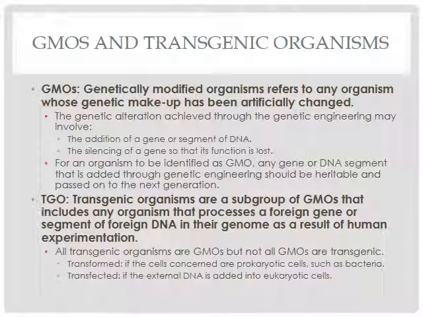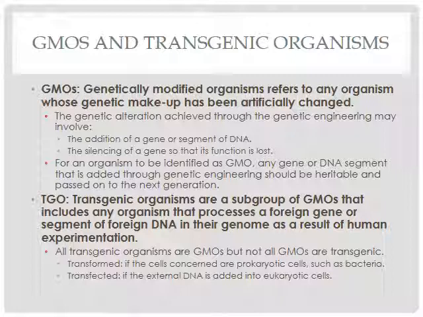GMOs is a pretty common thing you might have heard of, which is genetically modified organisms. And then we have another word we talk about, which are transgenic organisms. And they're a little bit different in a way. They're sort of the same but different. So a genetically modified organism is an organism that has had its genetic makeup artificially changed. And that change can be in a number of different ways.